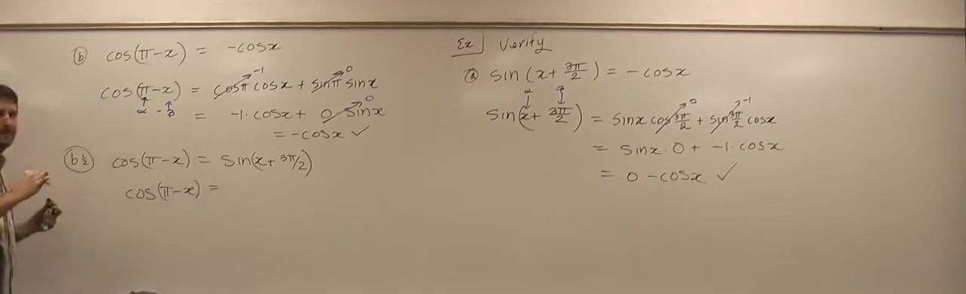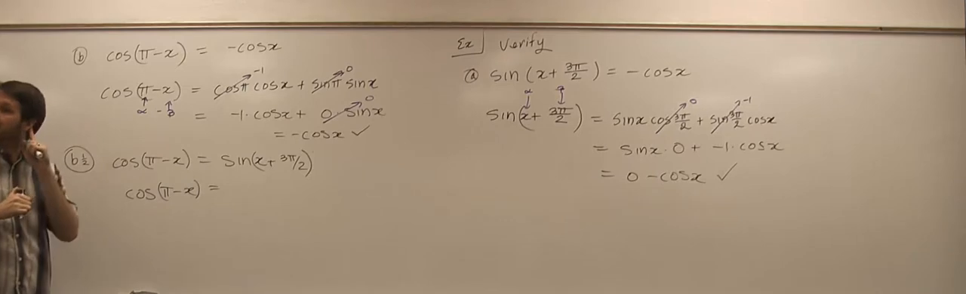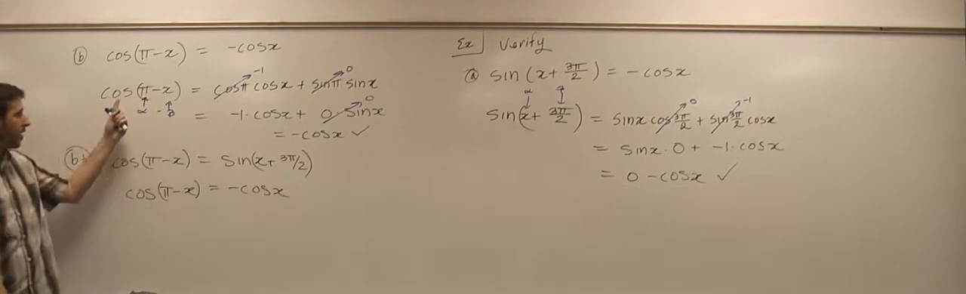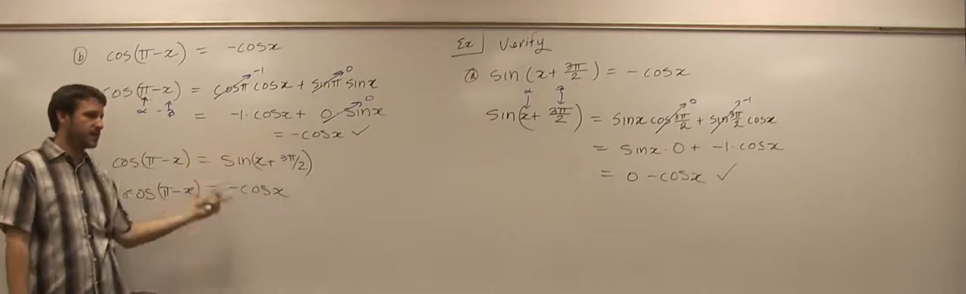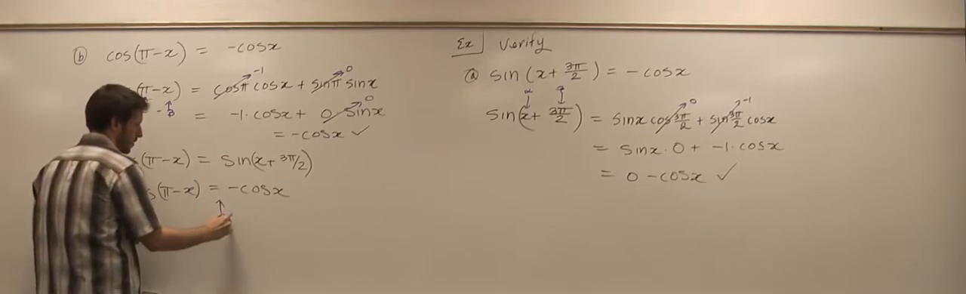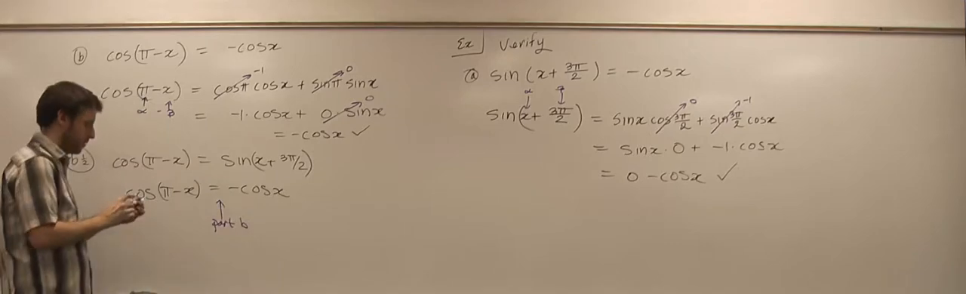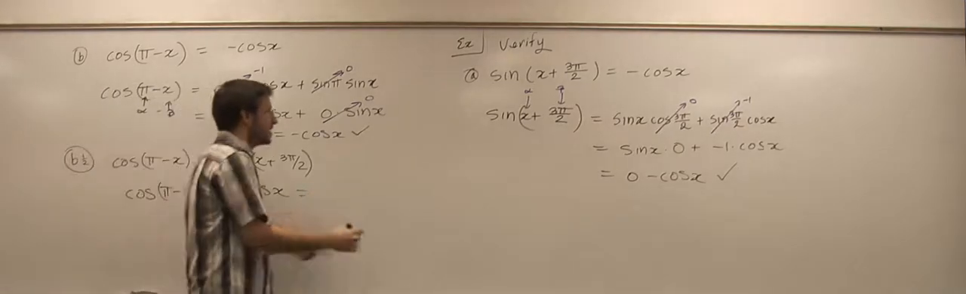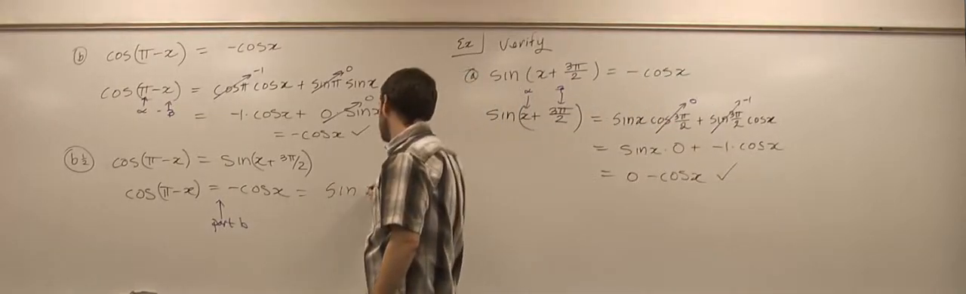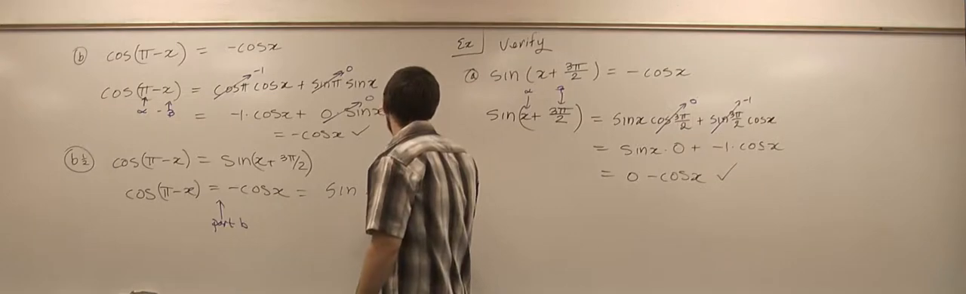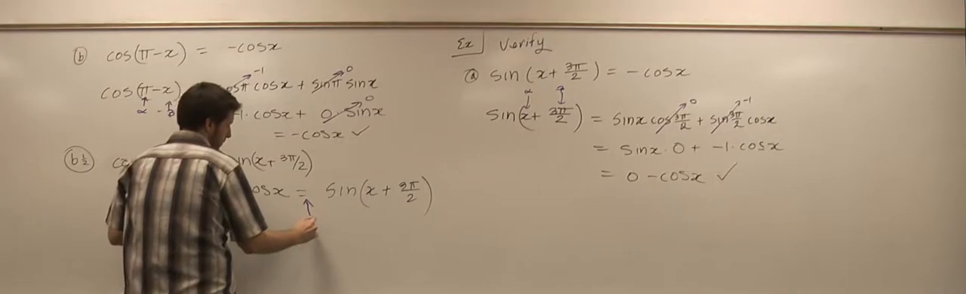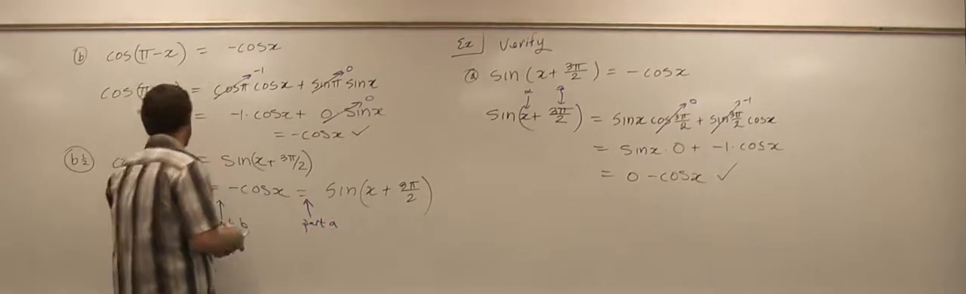This equals what? Negative cos x. Why? Because we just proved it. I know cos(pi minus x) equals negative cos x. That's what I just proved in part B. How does that help? Well, negative cos x is equal to sine(x plus pi over 2) by part A. Or 3 pi over 2. And then you're almost done.